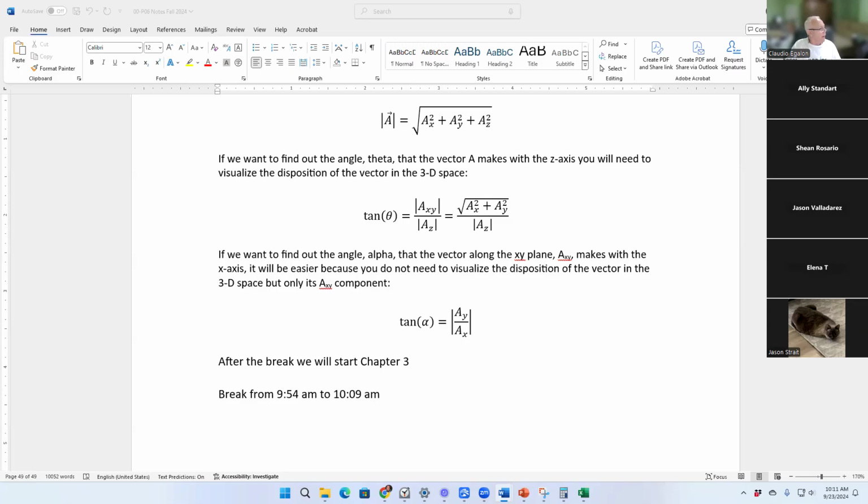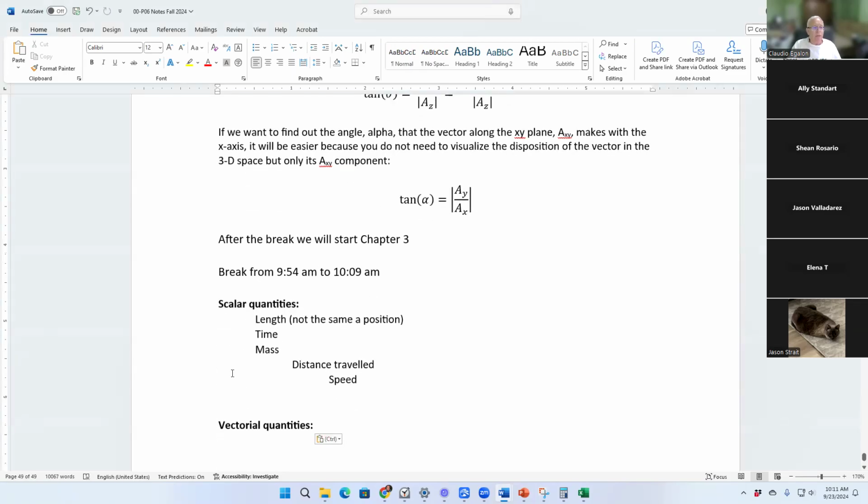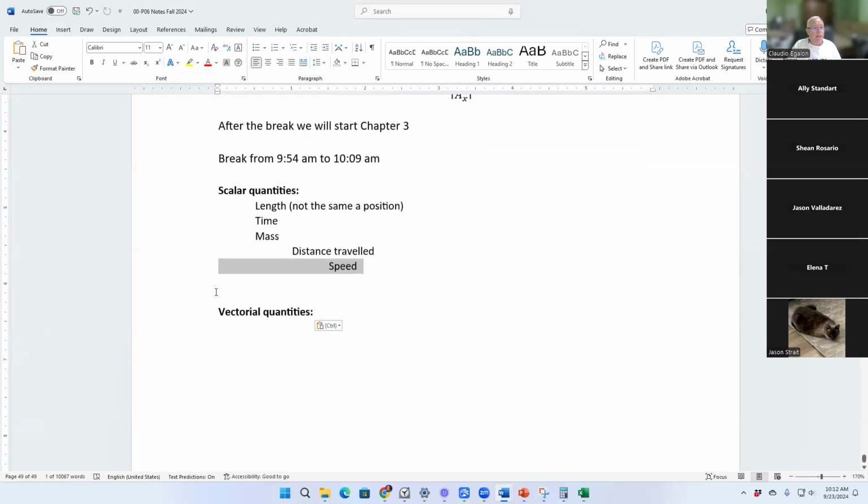I want to remind you of the scalar quantities that we have discussed before. Some of those scalar quantities are positive only, right? Length is a positive quantity, but it's not the same as position. Time is a positive quantity. Mass is a positive quantity. Distance traveled and speed are positive quantities.